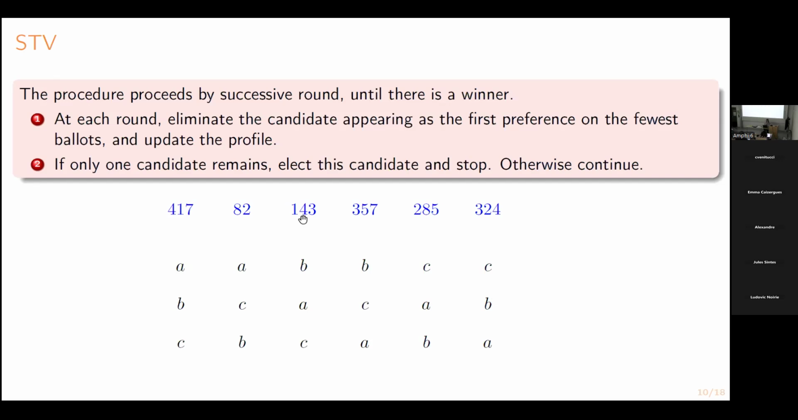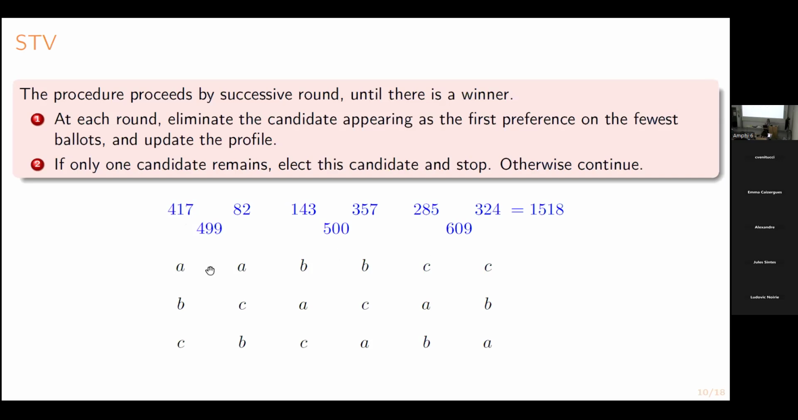So here we have 3 candidates, and here are all the possible rankings, and here are the voters. 417 voters voted A, B, C. Okay, so A is preferred to B, which is preferred to C. First we need to count the number of people that have A as their top candidate. We have this number of people that prefer A, 500 people that prefer B, and around 600 people that prefer C.